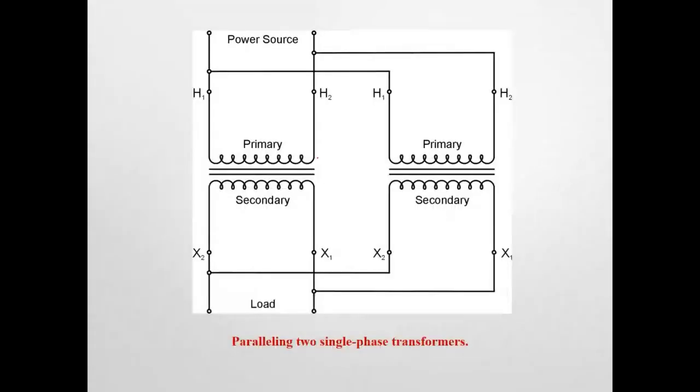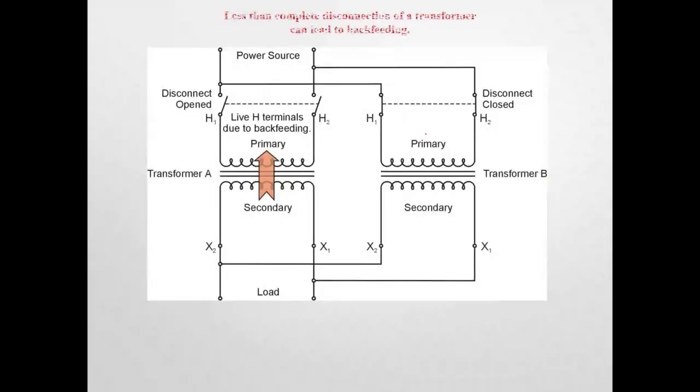Okay. So paralleling, this is a simple example of paralleling two single-phase transformers. So in this we have two transformers in parallel, and by doing this we can basically add their kVA up, and we've got a larger transformer now. So instead of having just one large transformer, we can do two smaller transformers to get the same kVA that we need. Now, this can be quite hazardous for us as electricians, and it's because of backfeeding.